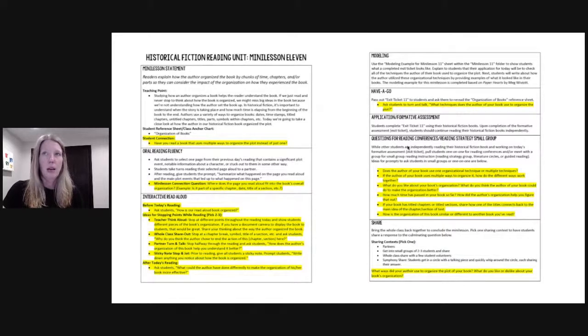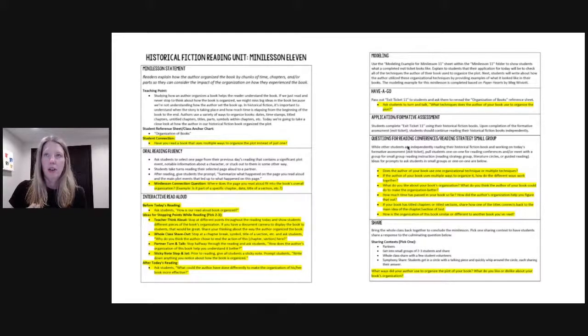Next up, I have the modeling, and then we'd go into the have a go. And the have a go is where you're releasing. During the modeling, you're really modeling that out to students exactly what you're asking them to do. The have a go is where they're going to take that first step. And I think taking that first step with partners is a really good way to do that. So for this mini lesson, I have students turning and talking to the question, what techniques does the author of your book use to organize the plot?